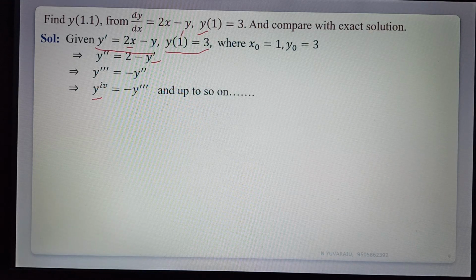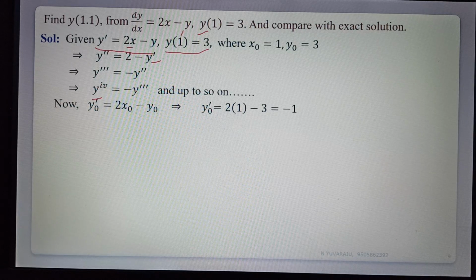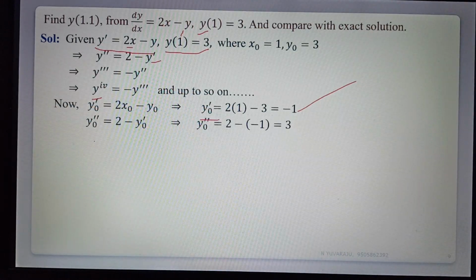Now using the Taylor series method. So next, in this substituting the initial values. Okay, y dash naught is equal to 2x naught minus y naught. That is y naught dash is equal to 2 into 1 minus y naught, which is 3, that is equal to minus 1. Next, y naught double dash is equal to 2 minus y naught dash. That is y naught double dash is equal to 2 minus of minus 1, which is 3.